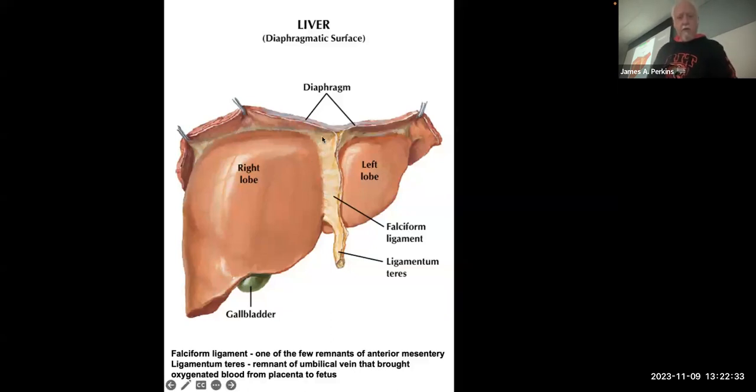So since this is part of the mesentery, it's actually continuous with the visceral peritoneum that's lining the whole surface of the liver. Remember, all of the abdominal organs are going to be covered with a layer of visceral peritoneum. Yeah, Brianna.